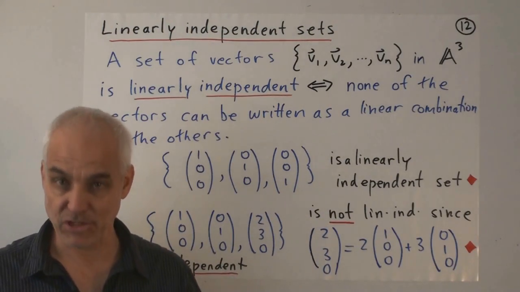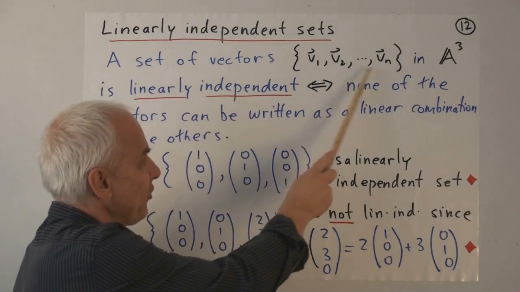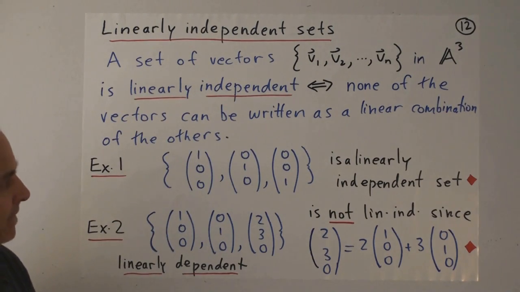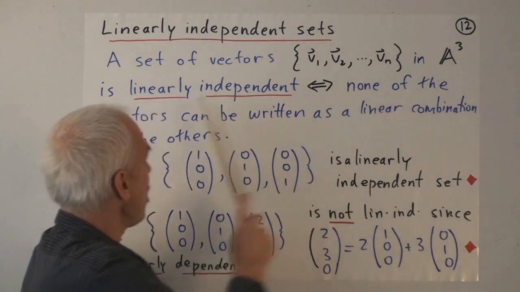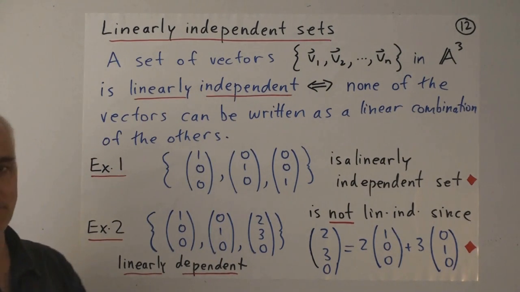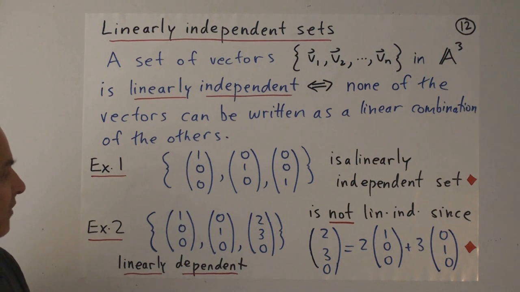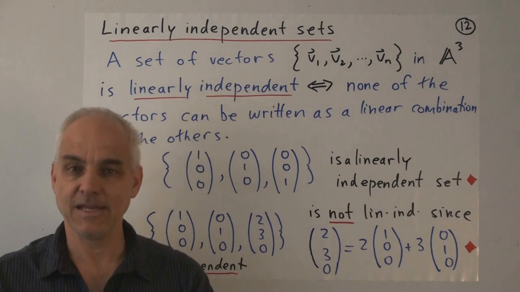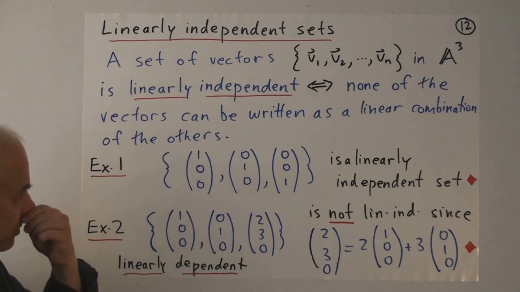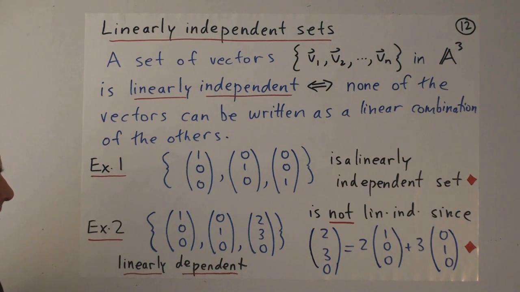So we'll still work in 3-dimensional space. And we'll say that a set of vectors, v1, v2 up to vn, is linearly independent precisely when none of the vectors can be written as a linear combination of the others. So if none of the vectors can be written as a linear combination of the others, then it's a linearly independent set. Now, maybe that's a little bit of a mouthful. Let's see what it looks like in practice.